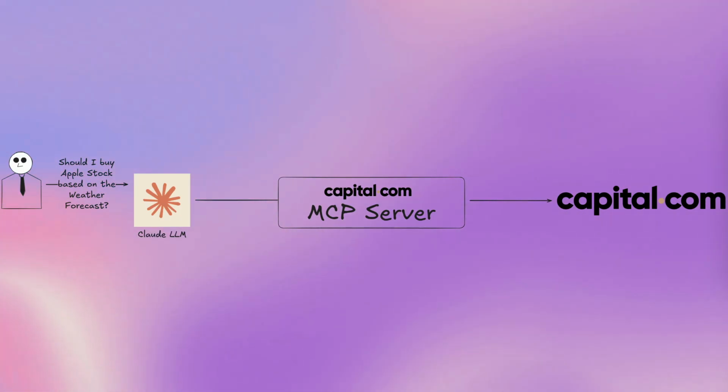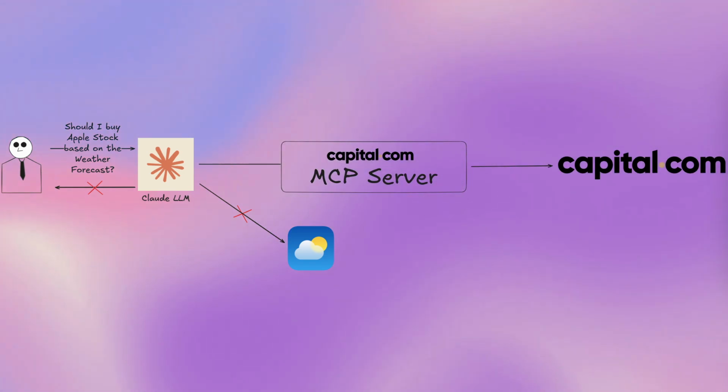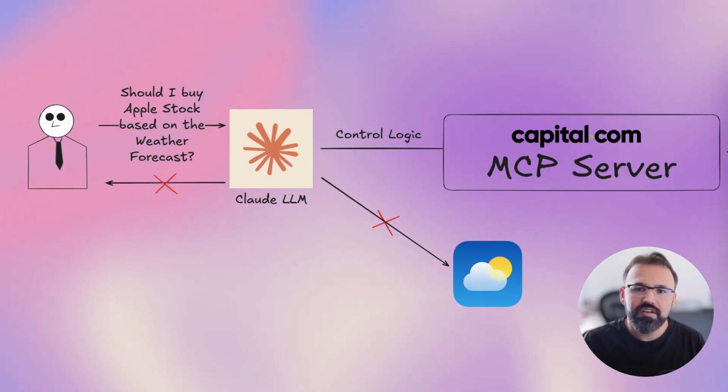But here's where it gets interesting. What if I then ask, should I buy Apple stock based on the weather forecast? My workflow breaks because I only programmed it to check stock prices, not weather data. It can't adapt. In technical terms, this is called control logic, the human-defined path the AI must follow.